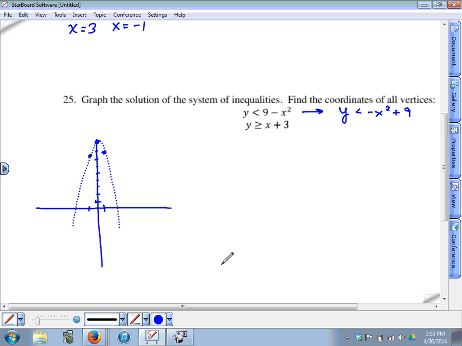And then we need to figure out where to shade. So I'm going to use a test point of 0, 0 to see if that satisfies the inequality. So if y is 0 and x is 0, we end up with the statement that 0 is less than 9. That is true, which means the test point's in the shaded area. So in the parabola, we're shading underneath.